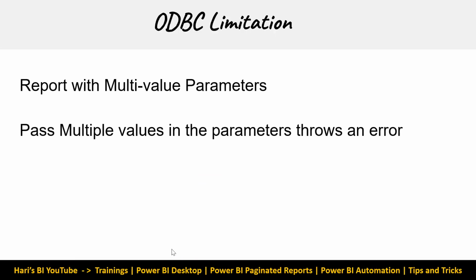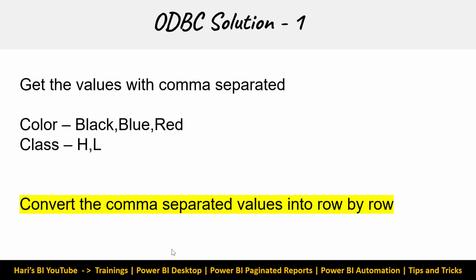Right. So this is the error message we got when we try to pass multiple values in the parameter. So how do we overcome that limitation? That's a solution that we have to provide. When we have this issue, what we need to do is get the values as comma separated, and then convert that comma separated string into row by row in the script itself. Which means whenever the user enters the values, they have to enter like black, comma, blue, comma, red, instead of adding one by one.